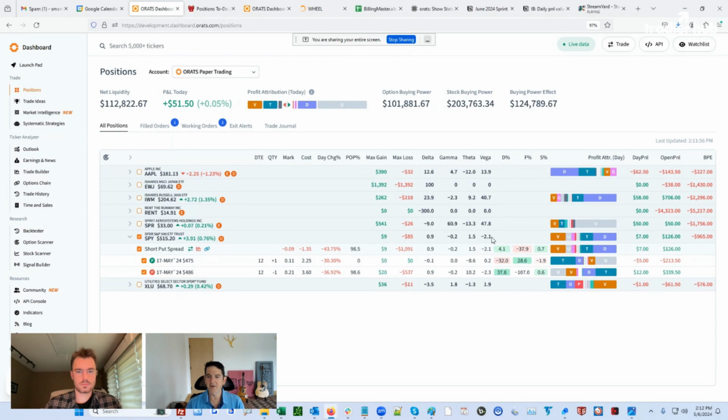Vega, if the volatility were to go up, the bottom one has some Vega, but it's really not going to change that much. So far so good on that, Tyler? Yeah. Okay.